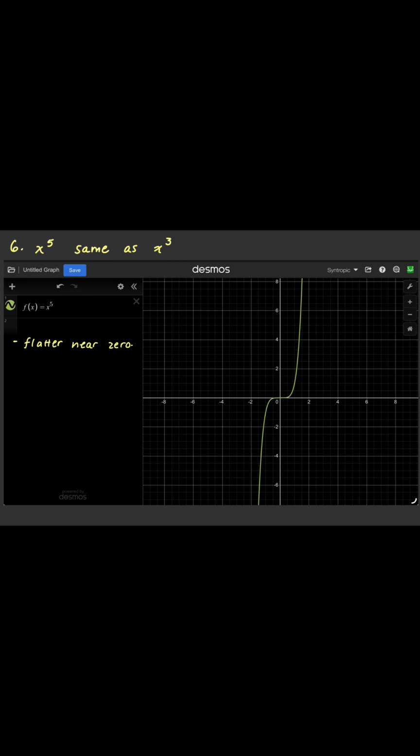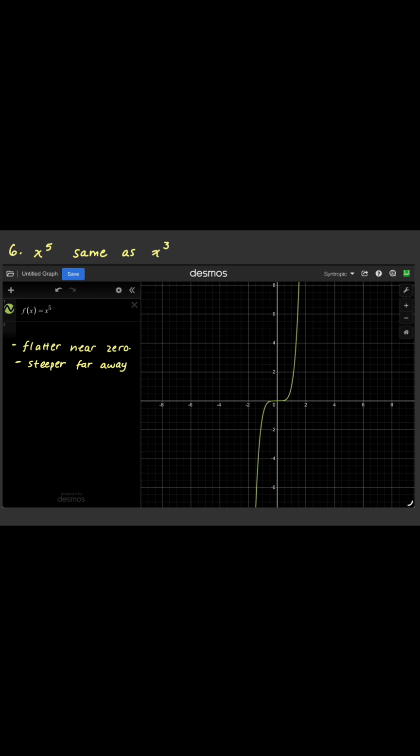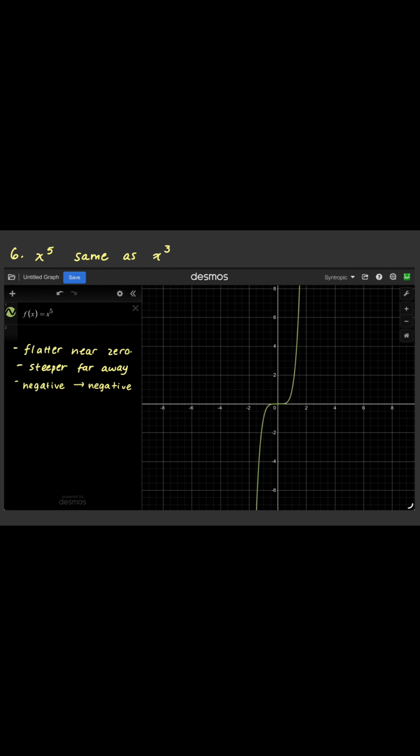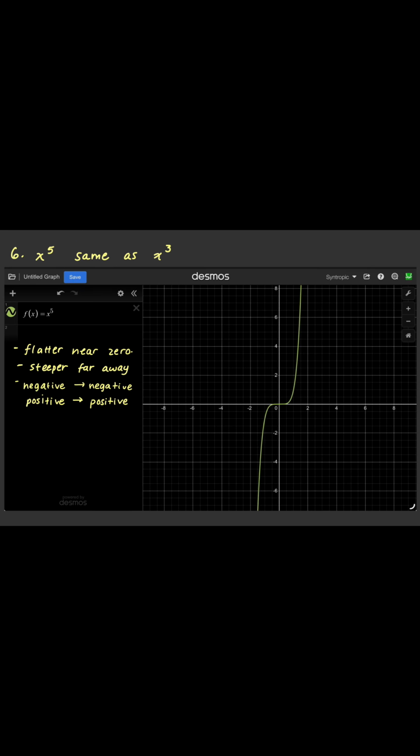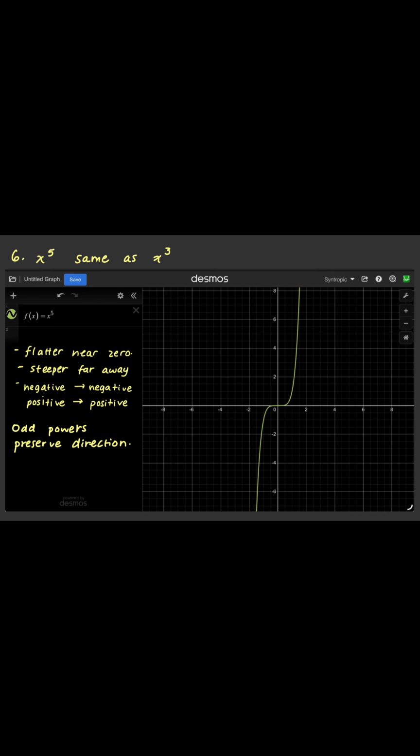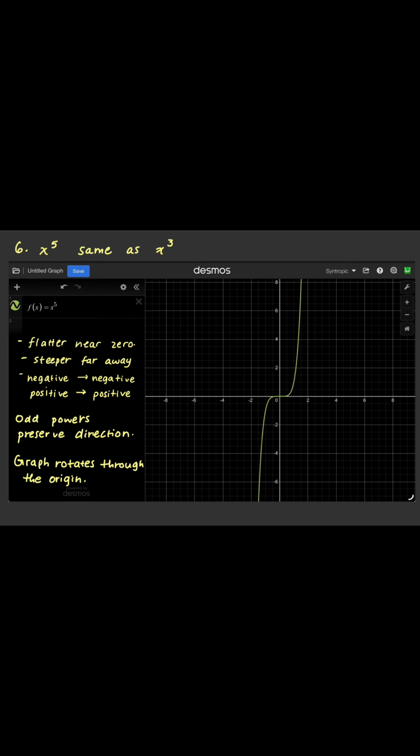x cubed, but flatter near 0 and steeper far away. In here, negative remains negative and positive remains positive, so odd powers preserve direction and the graph rotates through the origin. Because if you rotate the graph 180 degrees around the origin, it matches itself.